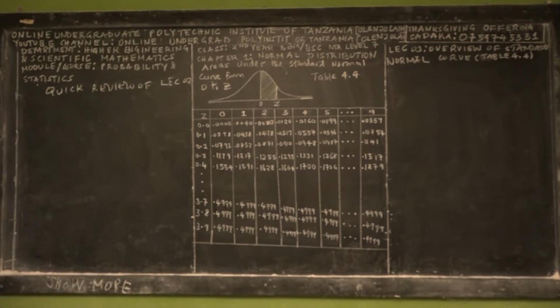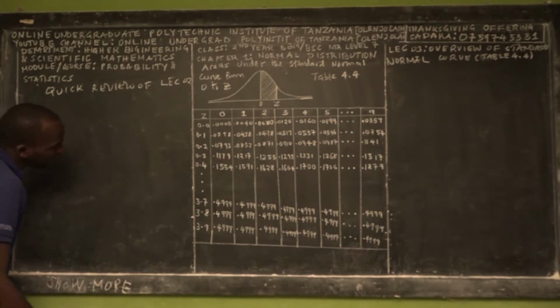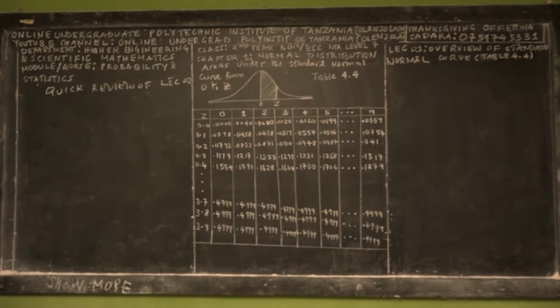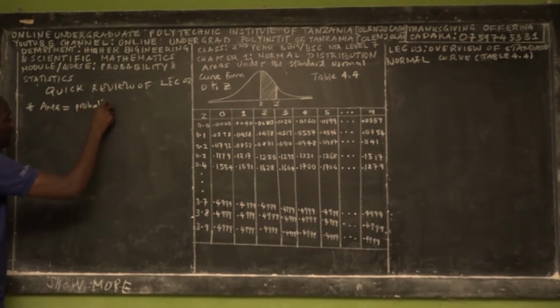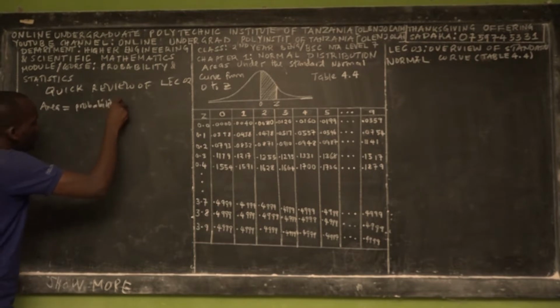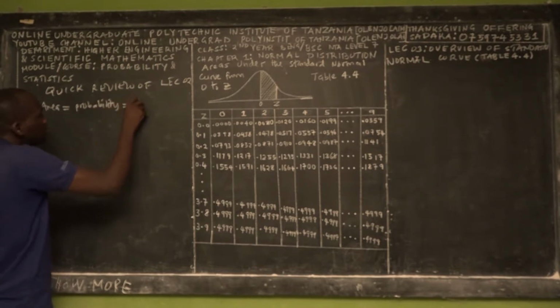So, a quick review of Lecture 2. In Lecture 2, we told you, first of all, that when we talk about area, we talk about probability. And when we talk about probability or area, we also talk about proportion.